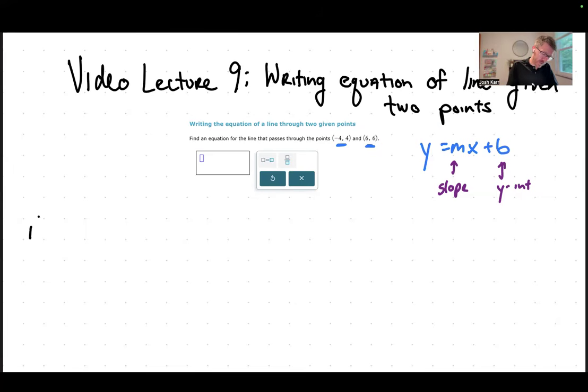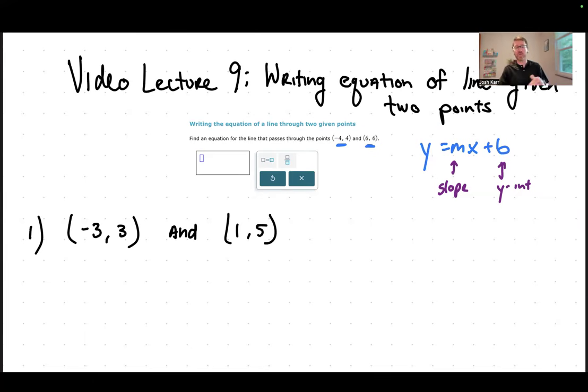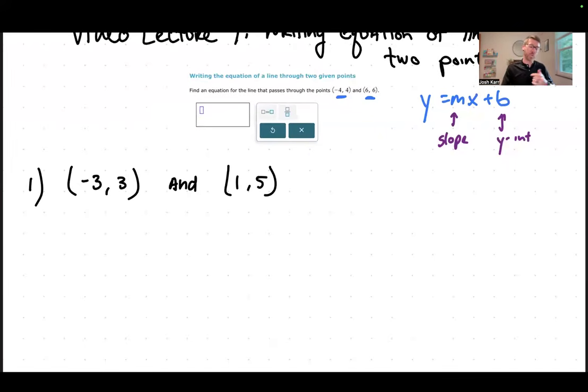We'll try to write down some steps here, okay? So the first one we're going to do is a line going through the points -3, 3, and 1, 5. So we're writing the equation of the line that goes through these 2 points. So when given 2 points, we need to find the slope. This is stuff that's going to go in section 2 of your notes, okay?